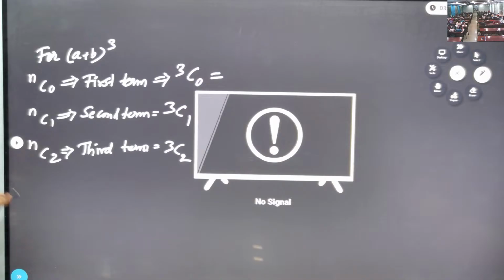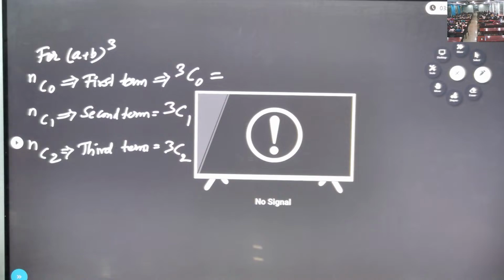Give the values. Simplify the values and write them there. Okay, up to third term, everyone is completed.